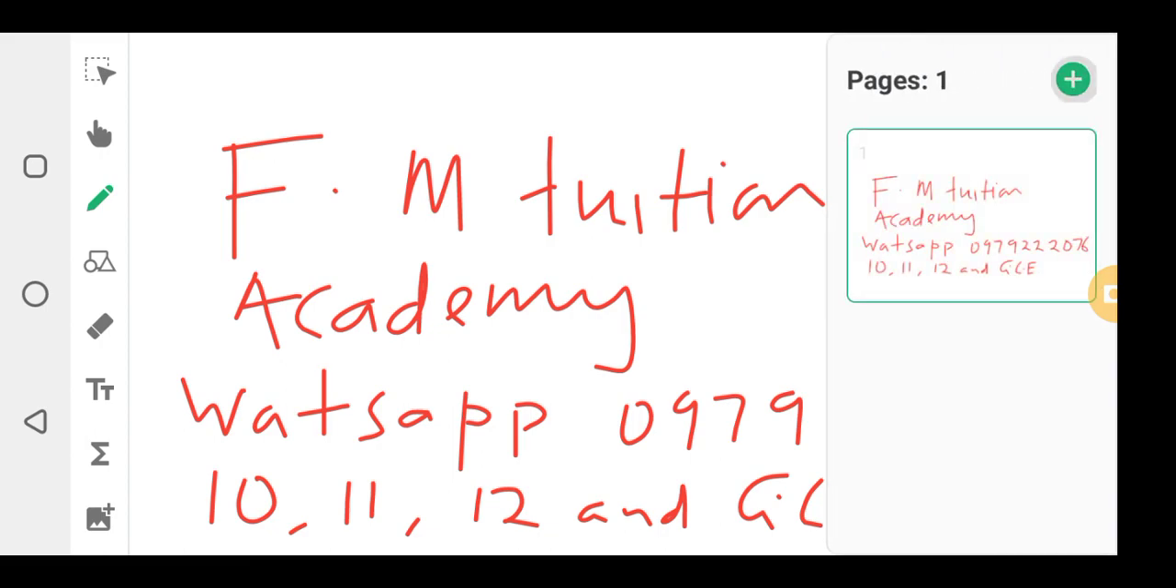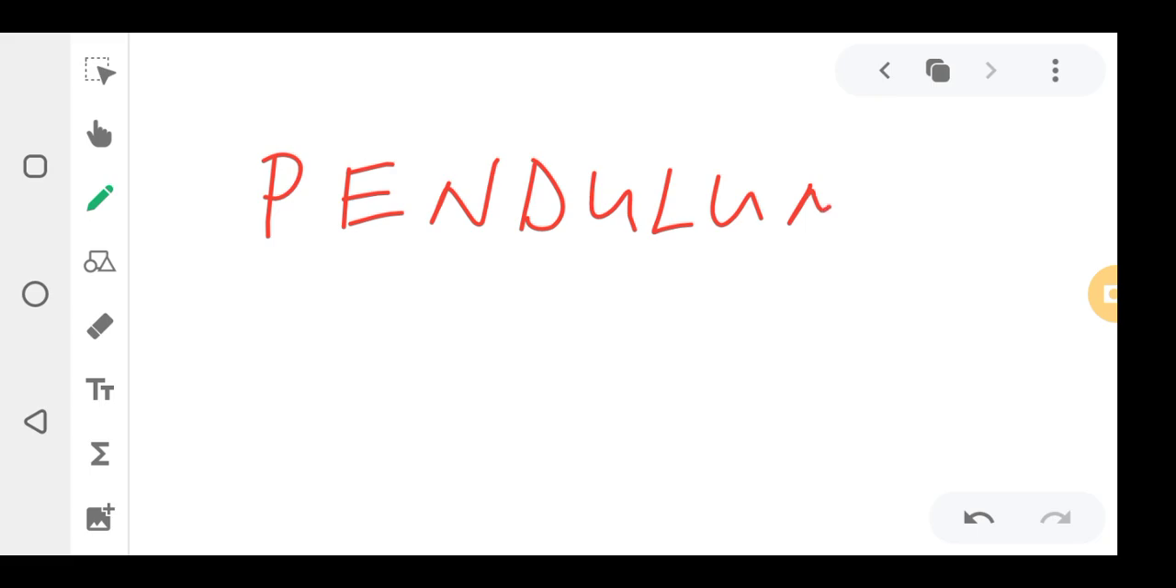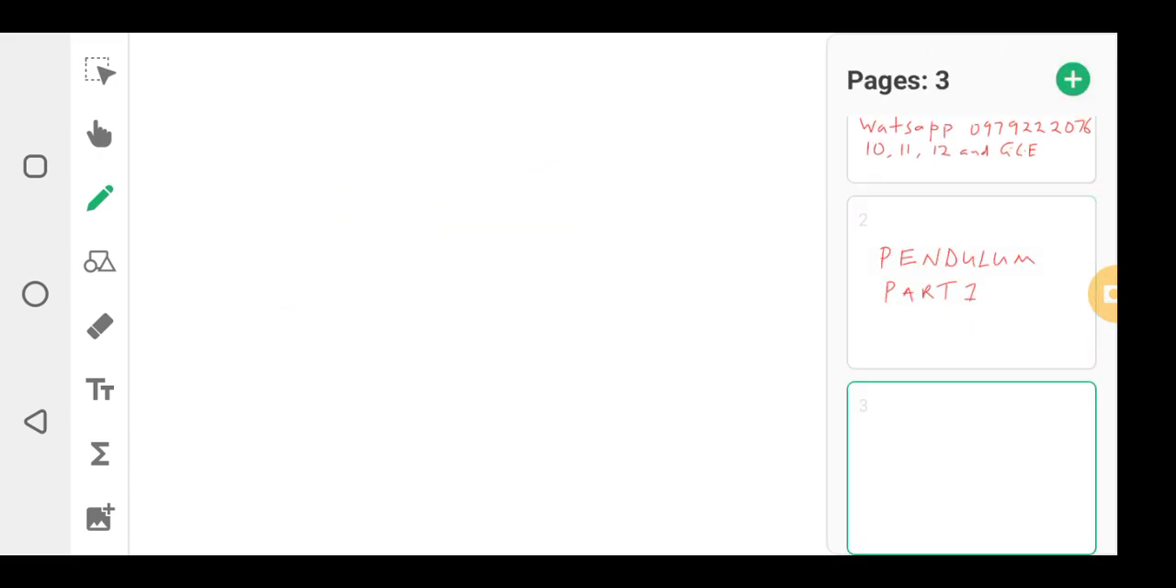Okay, let's proceed to the lesson. We're going to be looking at the pendulum, part 2. We already did part 1, but now we're looking at part 2. You need to have this knowledge because sometimes it comes in the practicals. They can give you a question like this.